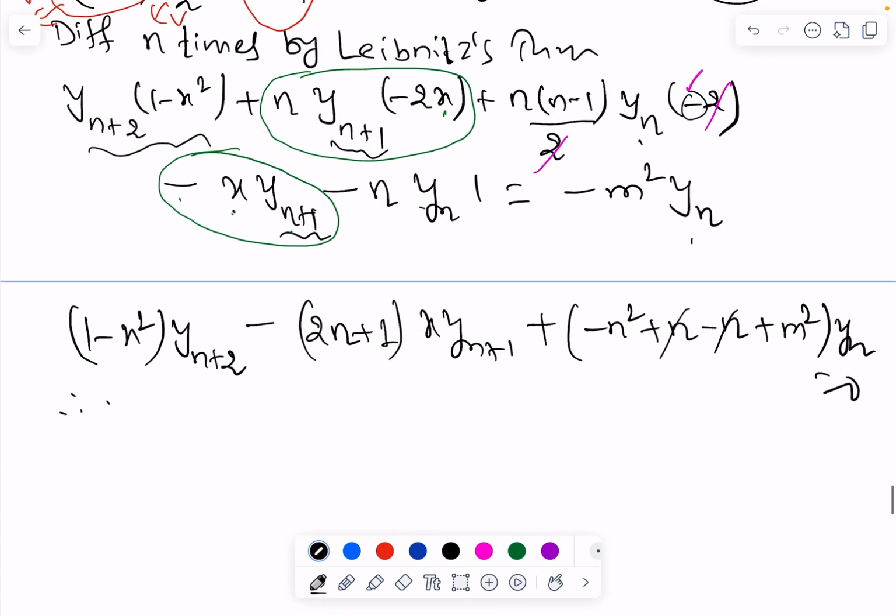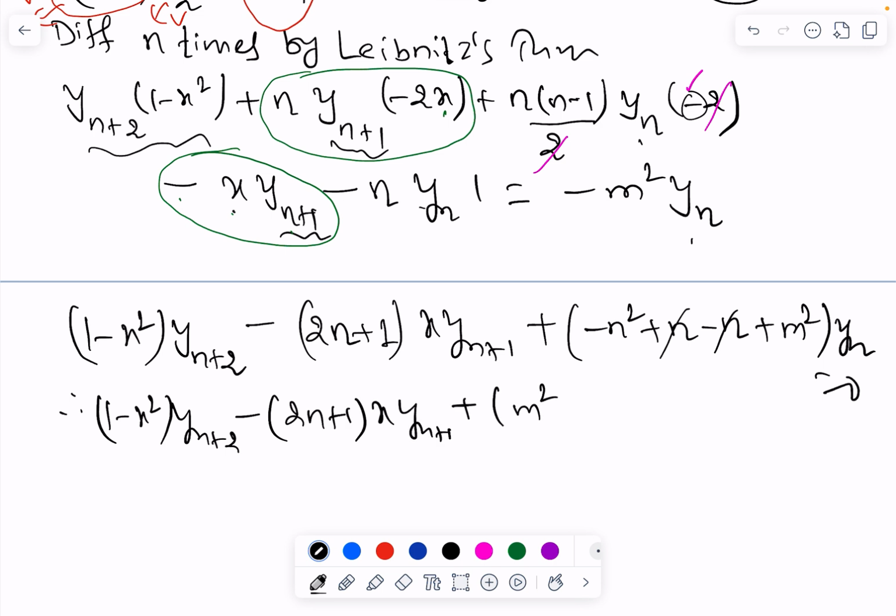So therefore 1 minus x square yn plus 2 minus 2n plus 1 x yn plus 1 plus m square minus n square yn equal to 0. So that is the way we can solve the example.